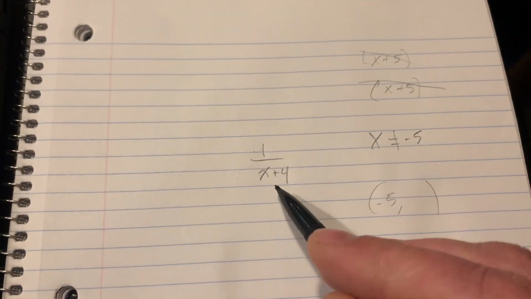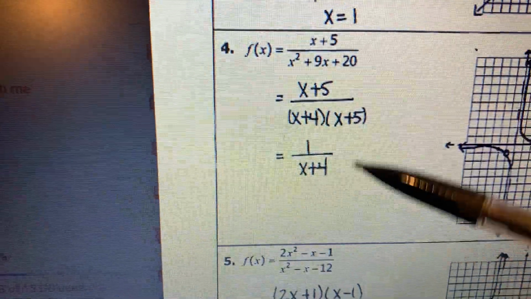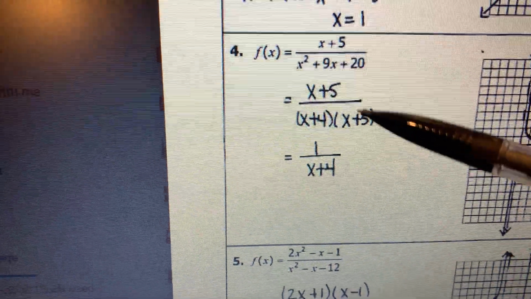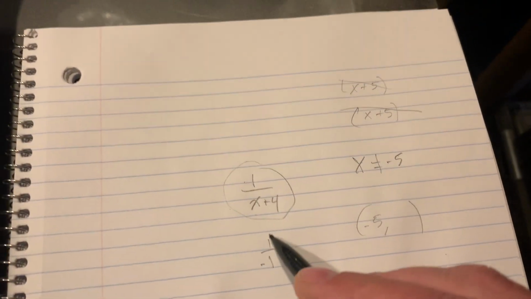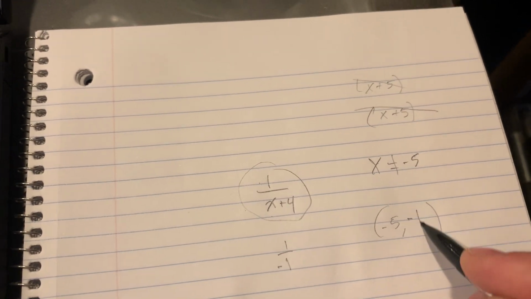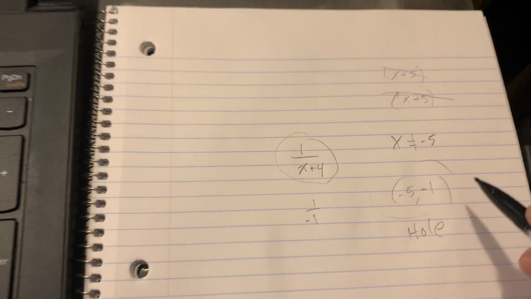So when I plug in a negative 5 for x, I get 1 over, and do this in the simplified fraction after you cancel, okay? Bam, I plug in a negative 5. I get negative 5 plus 4. That's 1 over negative 1, which is negative 1. So this point here is a hole on my graph, and I need to show that it's a hole.